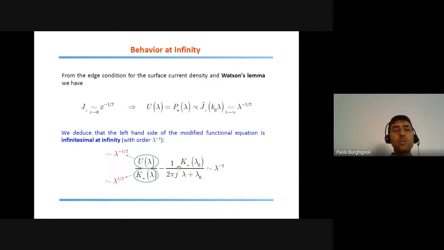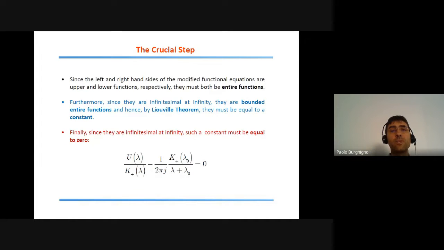So all in all, this ratio goes like lambda to the minus 1, exactly as the term with the optical pole does. So the entire left-hand side of our functional equation goes as lambda to the minus 1, which means that it is infinitesimal at infinity. So this is now the crucial step, and we can collect all the information we have gathered so far.